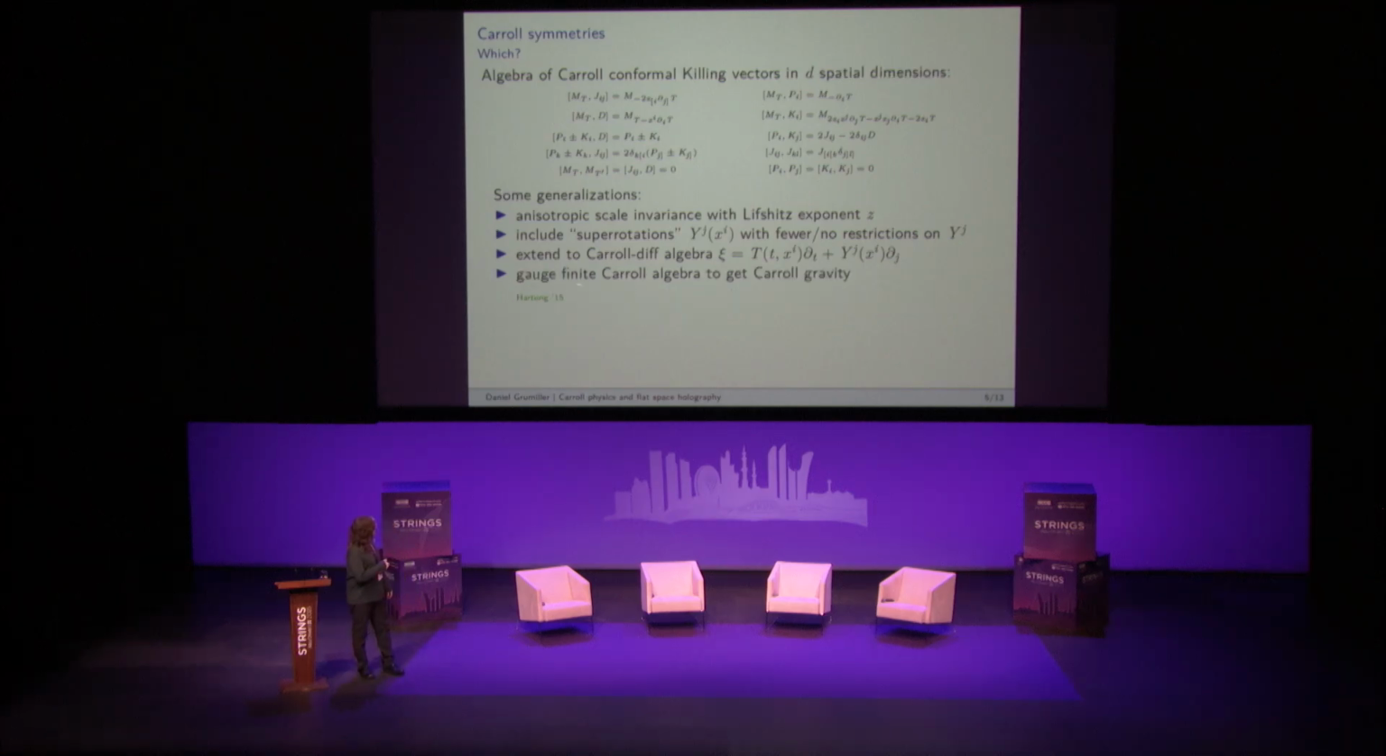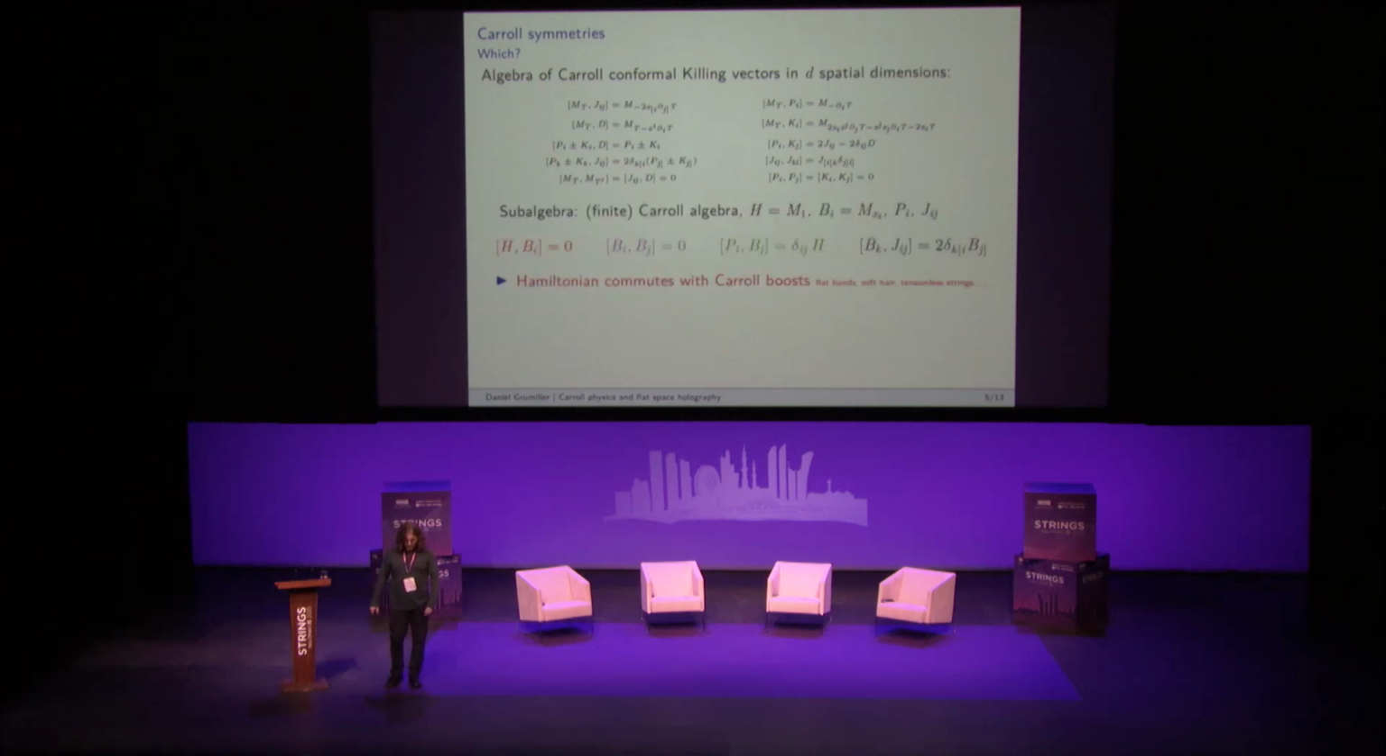There's also a way to gauge the finite Carroll algebra to get Carroll gravity in the same way that you get Einstein gravity from gauging Poincare symmetries. And finally, you can do supersymmetric or higher spin extensions. Now, the finite Carroll algebra is a subalgebra of this. And the most important commutator, the one that I want you to memorize, is the one displayed in red.